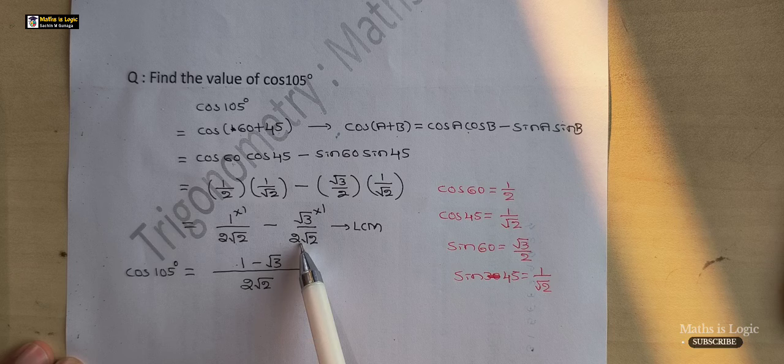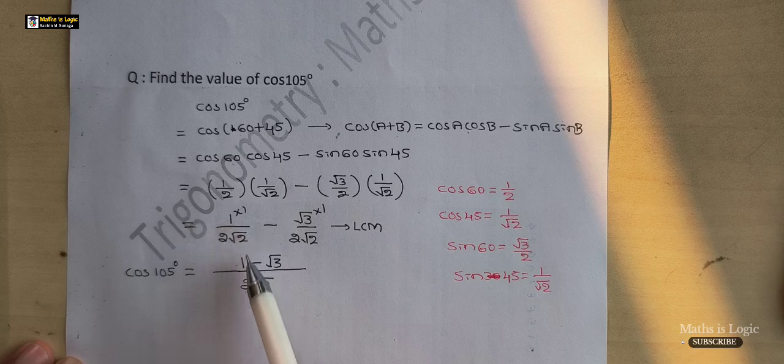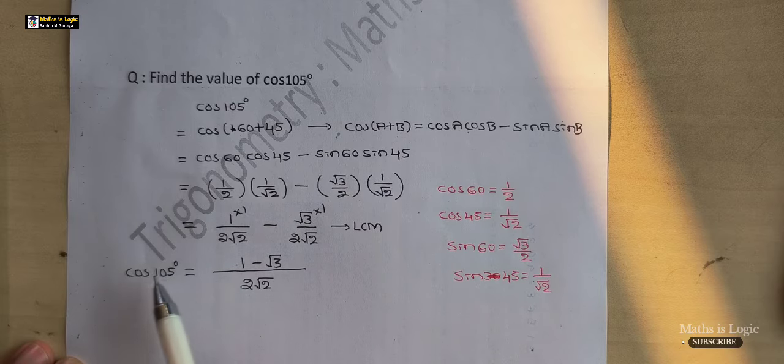Both the denominators are same, so LCM becomes 2 root 2. So multiply here by 1, here also by 1. So 1 into 1 is 1 minus root 3 into 1 is root 3. So this is the value of cos 105 degree.